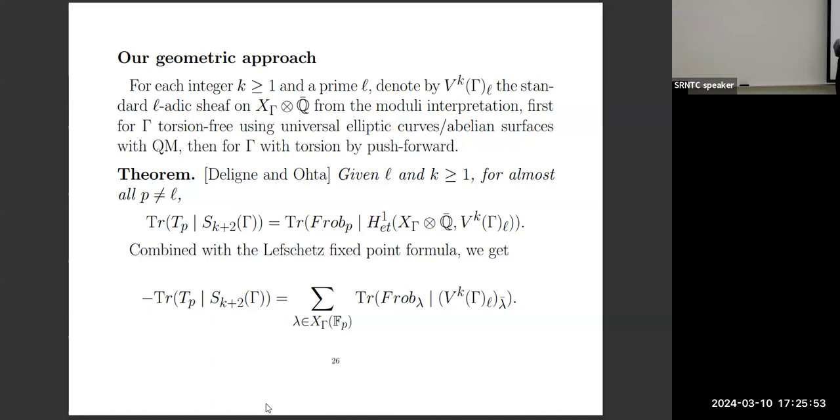Now, for what kind of sheaf do we have explicit Frobenius traces? The hypergeometric sheaf we just talked about. So the idea is to replace this automorphic sheaf by a hypergeometric sheaf.